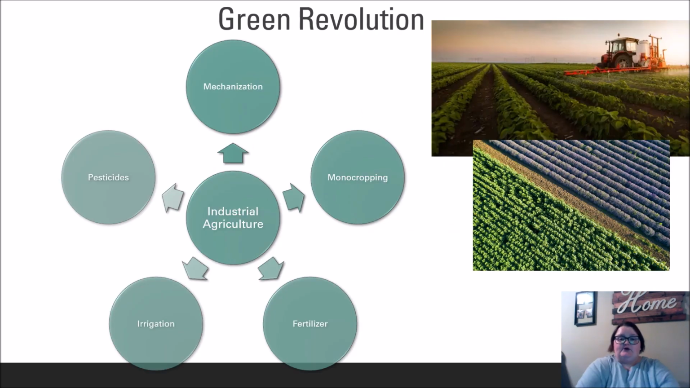The Green Revolution led to what we know as industrial agriculture today. We've discussed at some length the impact of mechanization up to this point, the fossil fuel requirements for obtaining raw materials for machinery, the production of machinery, and the running of those machines during the process of farming. Let's take a look at the other four big impacts of industrial agriculture.